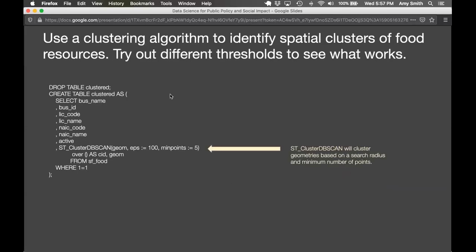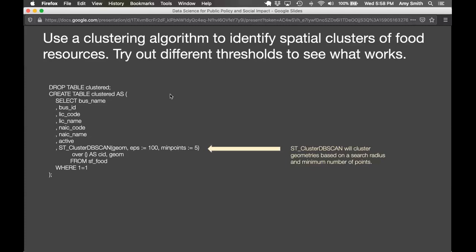So this is the coolest step, I think, of the process, which is that I used a clustering algorithm to identify spatial clusters of food resources. And I did this using PostGIS. And again, that's a spatial function layer that sits on top of Postgres. So if you think of your typical SQL, what PostGIS does is it allows you to do joins and things like that that take spatial proximity into account. It's a very powerful tool.